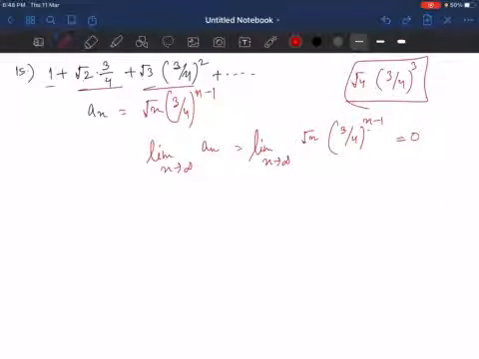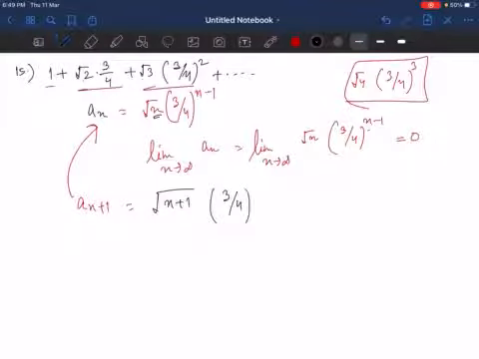So for the ratio test we have to find an plus 1. So an plus 1 will be what? Just do one thing. In an, wherever you have written n, just put n plus 1. So I will write root over n plus 1, then 3/4 to the power, in place of n I am writing n plus 1 minus 1. So this one goes. We have root over n plus 1, 3/4 to the power n. This is what we have.